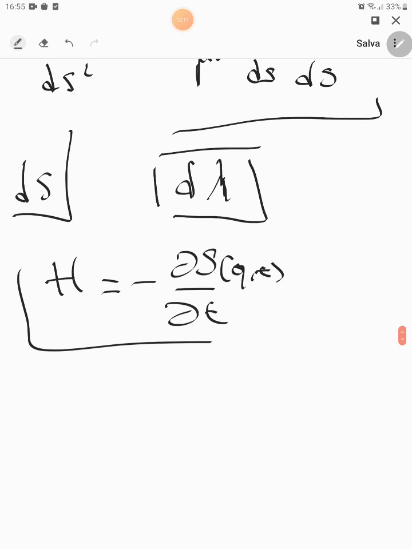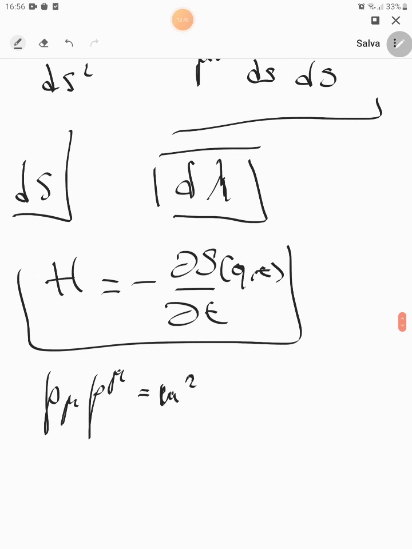Anyway, we have this equation called the Hamilton-Jacobi equation, but in general relativity I have to write it in another way, because we have that p mu p mu is equal to m squared c squared, and p mu is equal to the derivative with respect to x mu of the action.